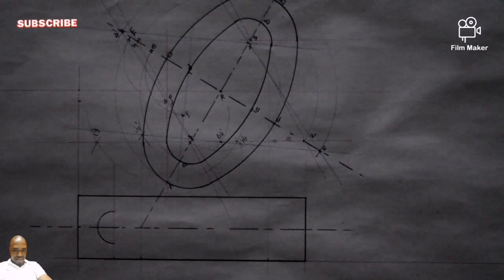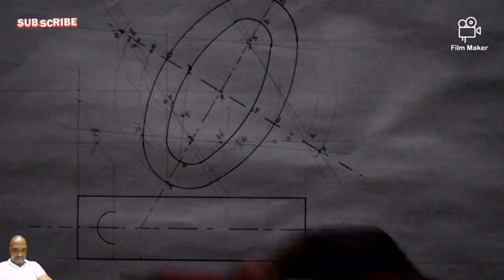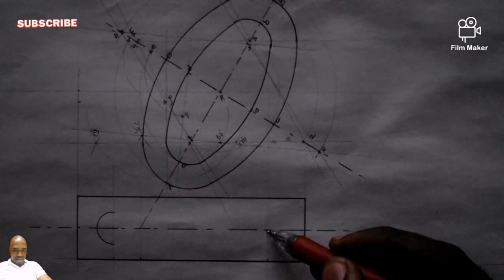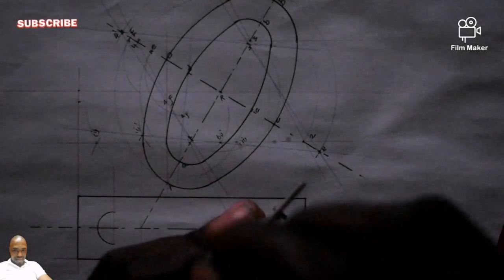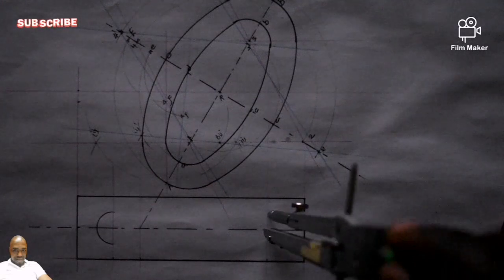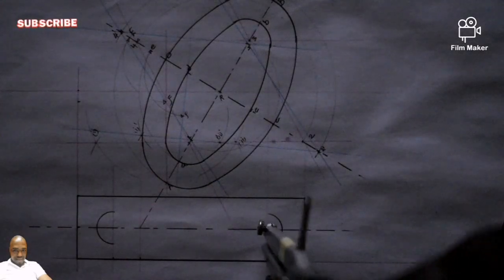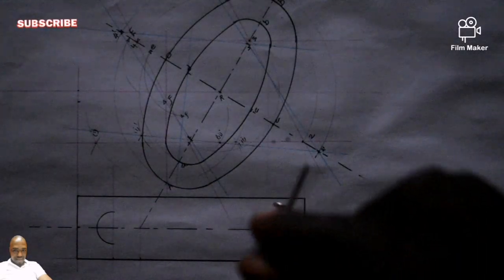So what I've just done here, I can do it at this side as well. Just place it here. There you go. Hey, it's load shedding. No, it's not load shedding.